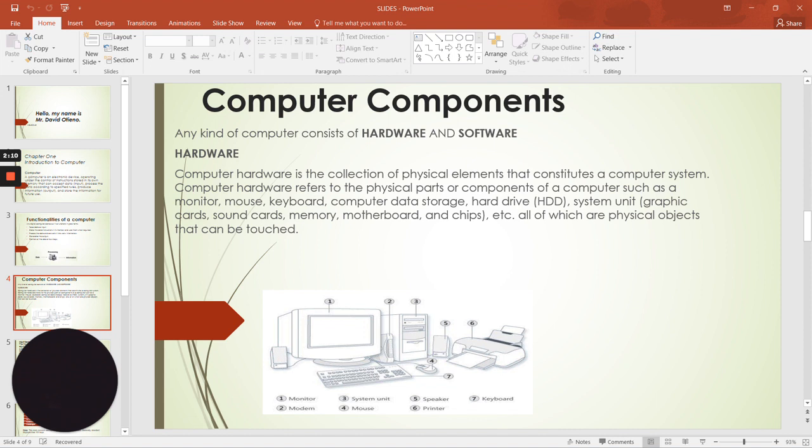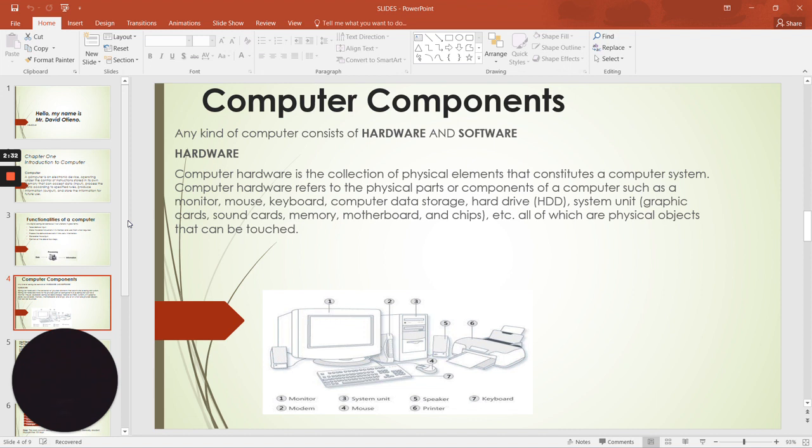As you can see in the picture below, we have a complete computer, an example of computer components, where we have monitor, we have modem, we have system unit, we have mouse, we have speaker, we have printer, and finally keyboard.